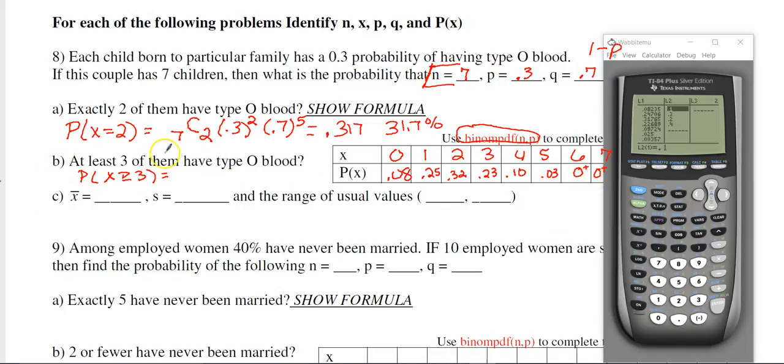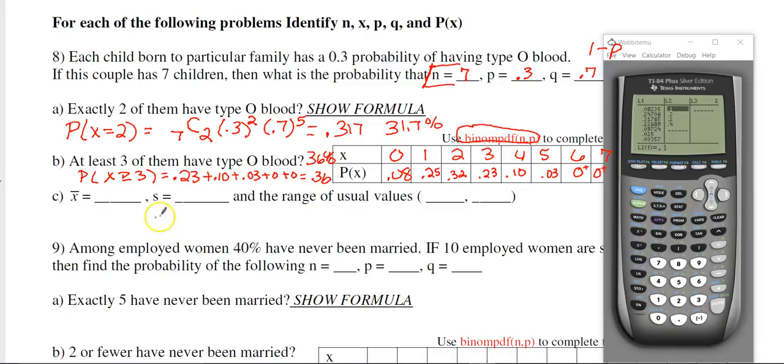All right, so that has greater than or equal to 3. So that would be this one, and this one, and this one, and this one, and this one. So we add those up. 0.23 plus 0.10 plus 0.03 plus 0 plus 0, which will give us, I think that says 36, or 0.36, which would be 36%. So 36% probability that at least 3 of the children would have blood type O.